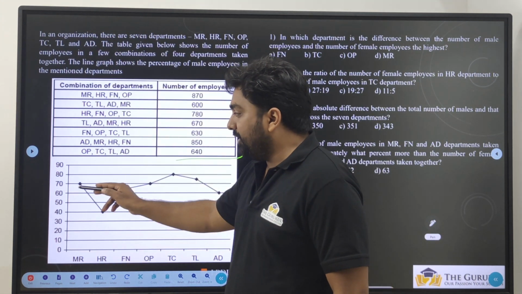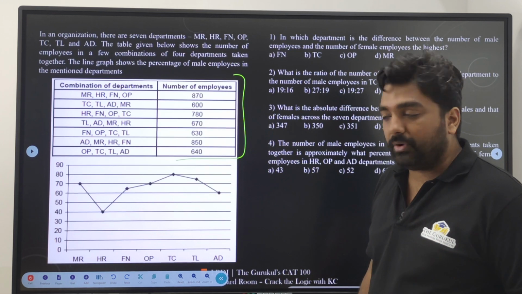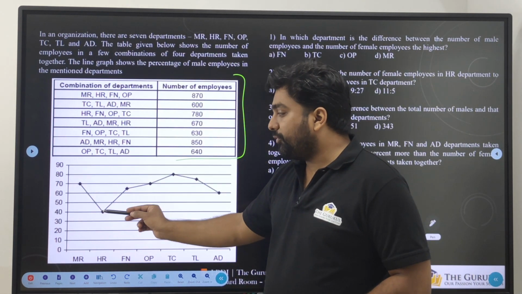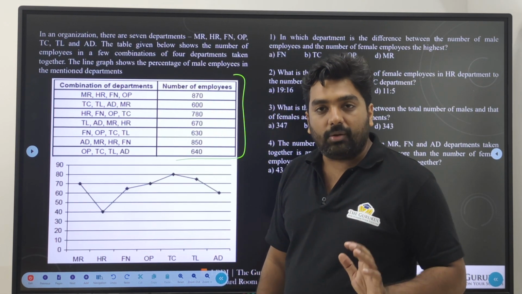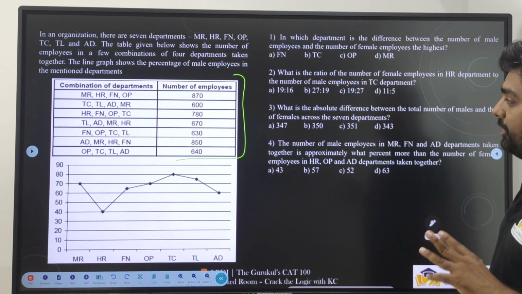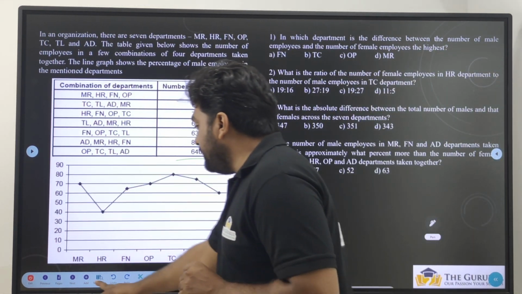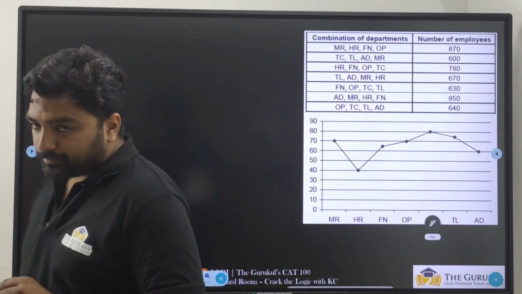So in MR 70% are male. If 70% are male, which means remaining 30% are female. In HR 40% are male, which means remaining 60% are female. That's how we have a line graph also. So this is a combination of 2 different DA questions, one with a table, one with a line graph. So let's see what is happening in this question.